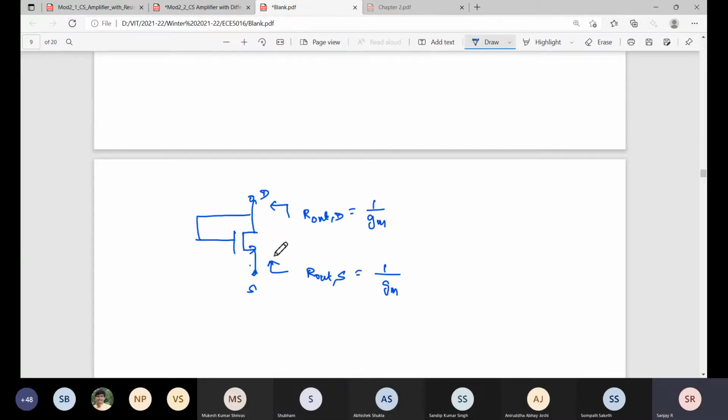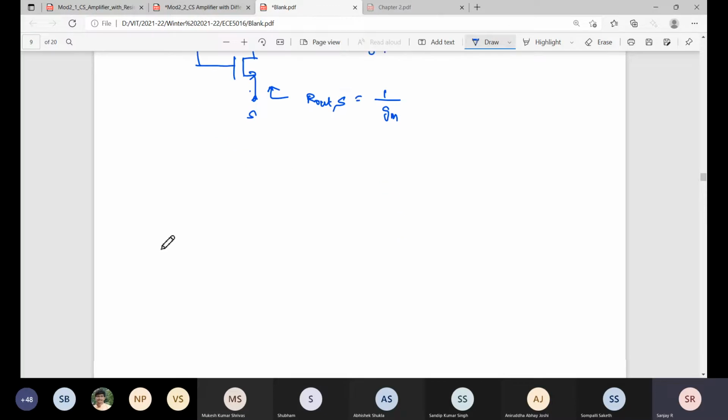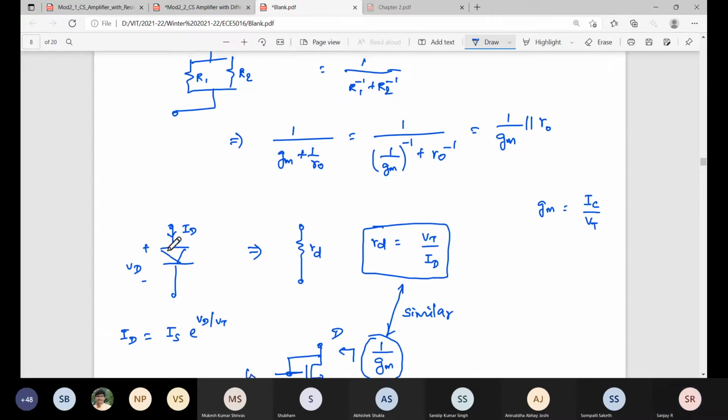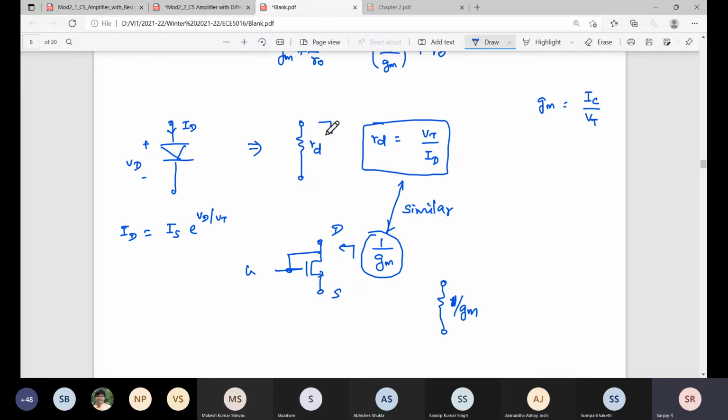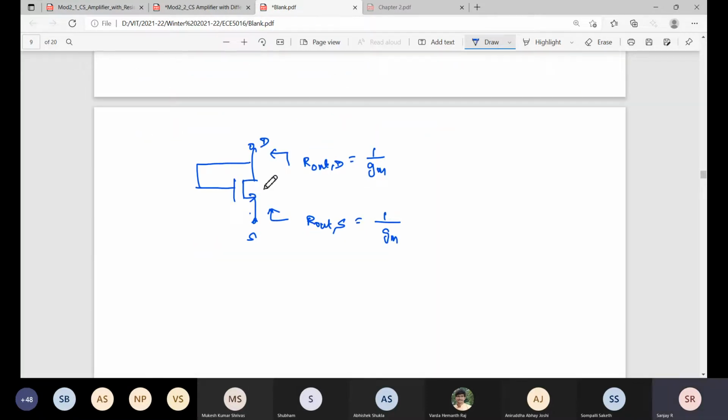Let's take a diode. Just now I explained. What is the impedance looking from here? RD. What is the impedance looking from here? RD. So a diode has two terminals. If you look at the positive terminal, the impedance is RD. If you look at the negative terminal, the impedance is also RD. Similarly, when you take gate and drain connected, looking from the drain terminal the impedance is 1 by gm, and looking from the source terminal the impedance is also 1 by gm.